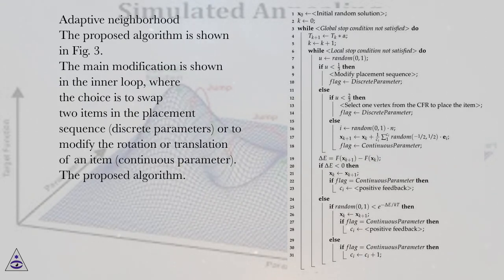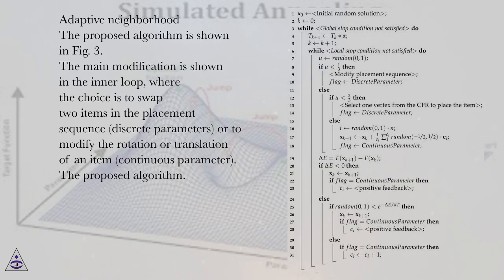Adaptive neighborhood. The proposed algorithm is shown in Figure 3. The main modification is shown in the inner loop, where the choice is to swap two items in the placement sequence, discrete parameters, or to modify the rotation or translation of an item, continuous parameter.